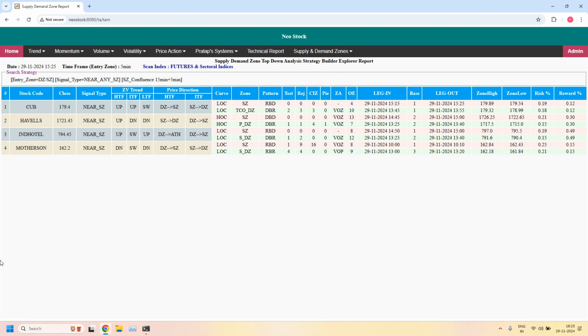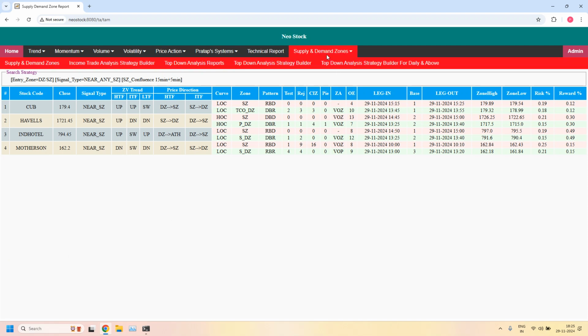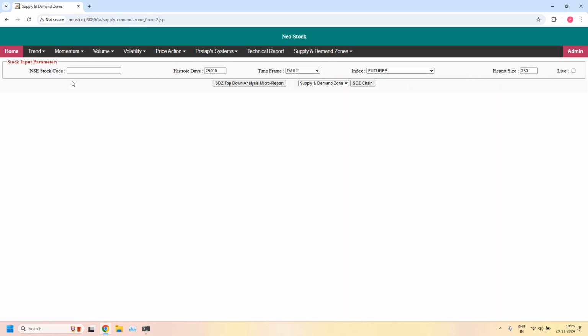So this is about stocks near demand and supply zones for different time frames. We also identified daily and 75 minutes high liquidity zones. Okay, next set of reports are about NIFTY and BANKNIFTY supply demand zone chain. Starting with NIFTY, monthly time frame, generating monthly supply demand zone chain for NIFTY.